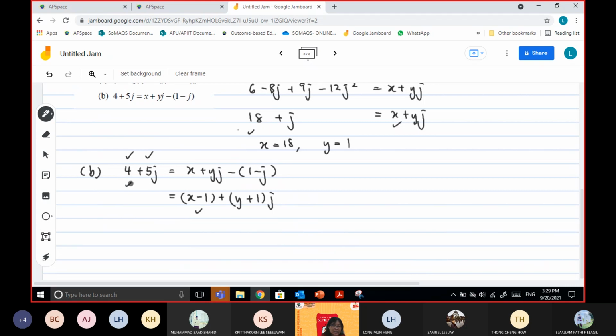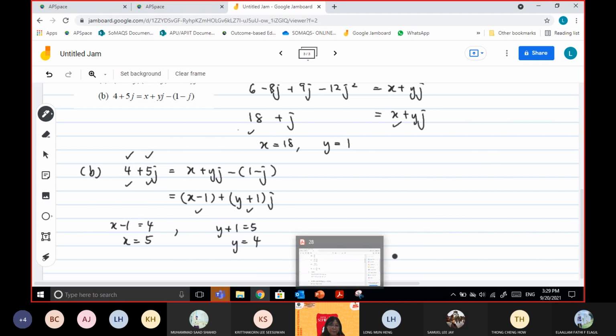Then we try to compare the left and the right. So the real part is actually 4. X minus 1 equals to 4, so x equals to 5. Then for the 5j, compare the imaginary part, y plus 1 equals to 5, so y equals to 4. Okay, so done? Okay.